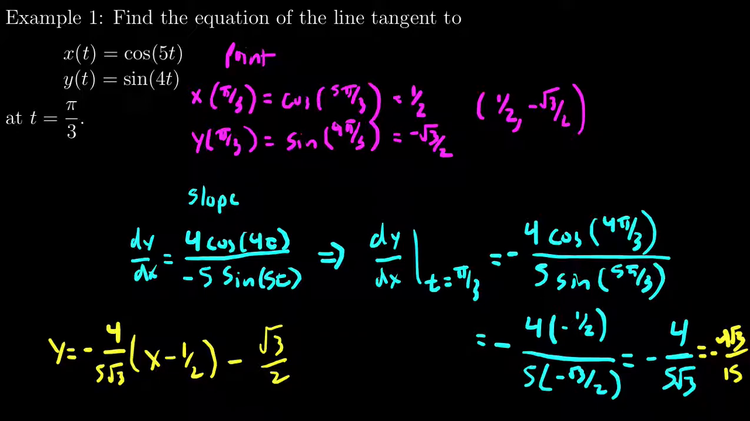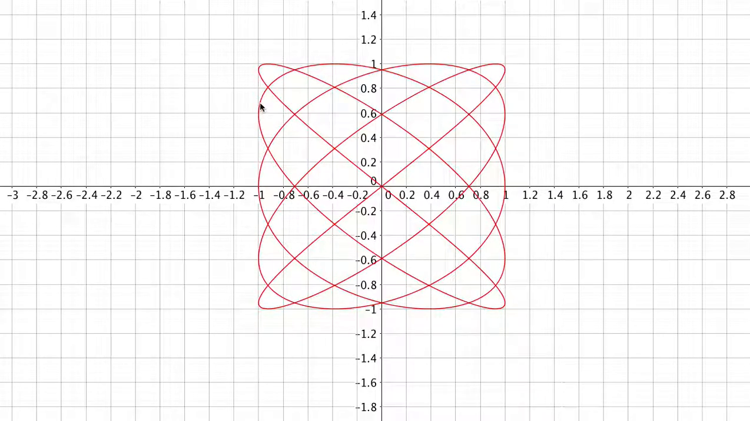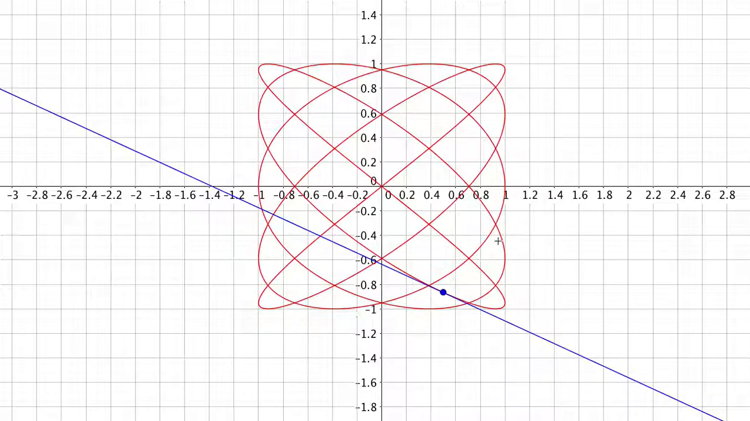Okay, let's graphically see what just happened. So here is our parametric function, x of t equals cosine 5t, y of t equals sine 4t. When I put in the point, I get this point right here at 1/2, negative root 3 over 2. And when I go ahead and do that tangent line, you can see it looks like it's decreasing. And when I put in that tangent line, I get this. So, as you can see clearly, it looks pretty good.